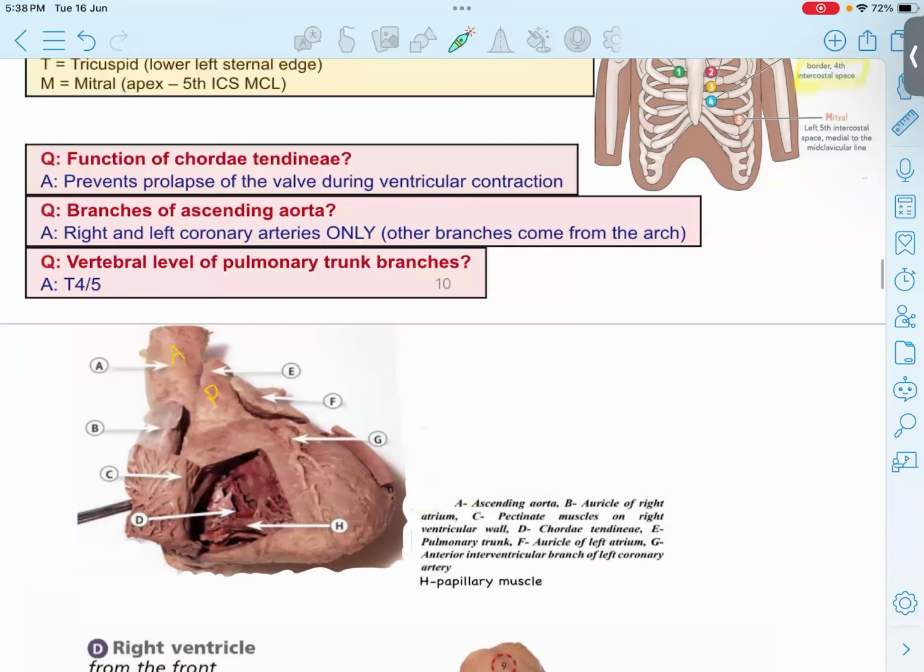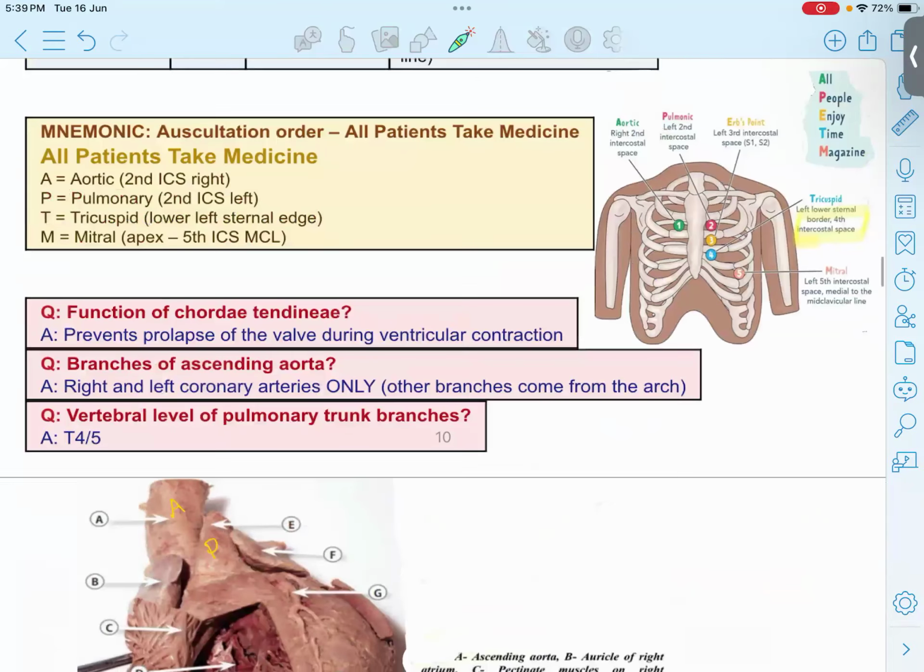Now come to some scattered recall questions. What is the function of chorda tendineae? It prevents collapse of the valve during ventricular contraction. Branches of ascending aorta: right and left coronary. Vertebral level of pulmonary trunk: it is 3, 4, 5.